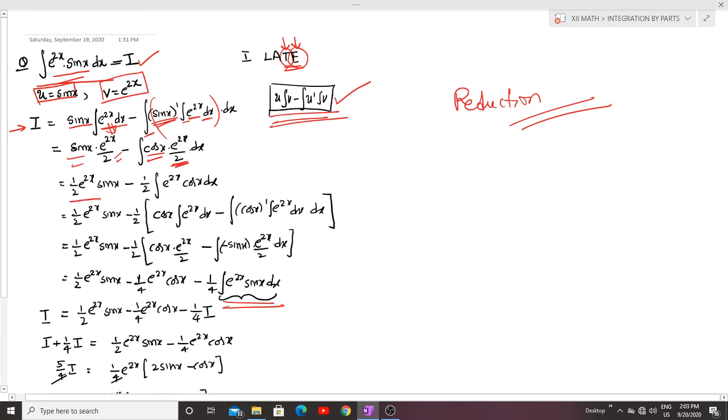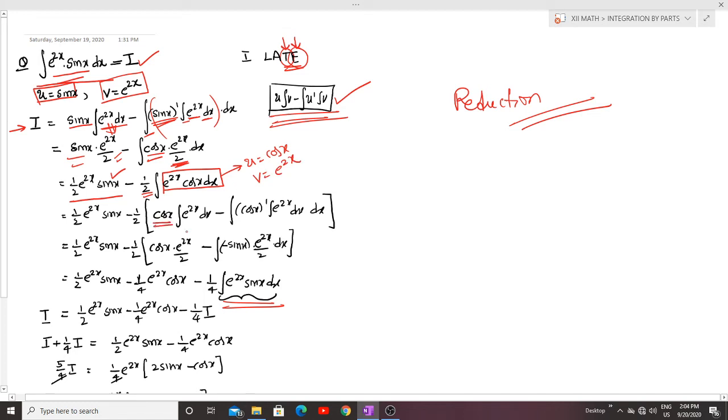So then it is half e power 2x into sin x. The first term is over. The second term, minus 1 by 2 is outside, e power 2x into cos x. Again, taking u is equal to cos x, v is equal to e power 2x, I use by parts again.